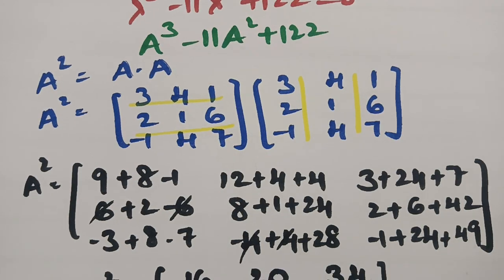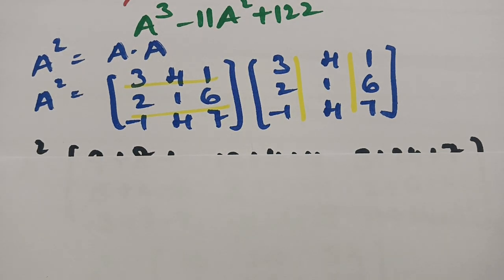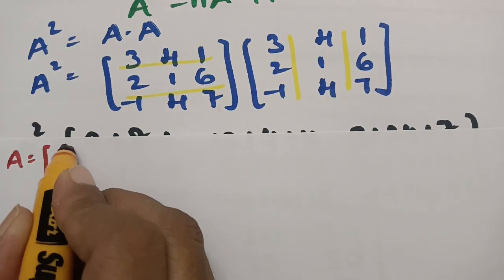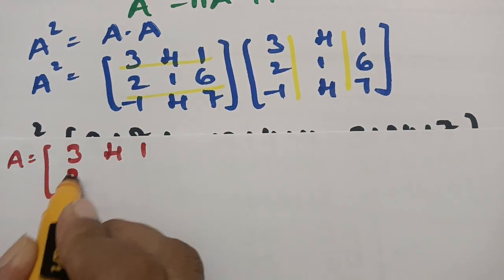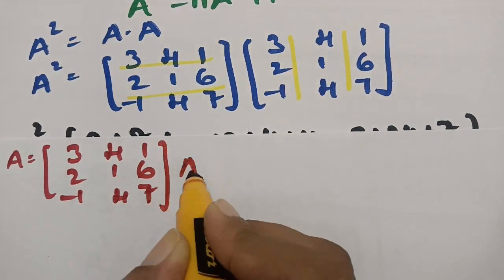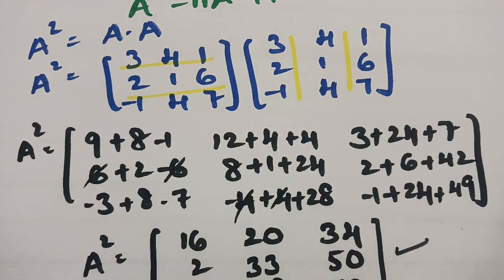The first thing here is, first I have to note the A value. So what is our A value here? The first A value is very clear: this value is 341, this is 216, this is minus 147. And the A square value, let me show you.